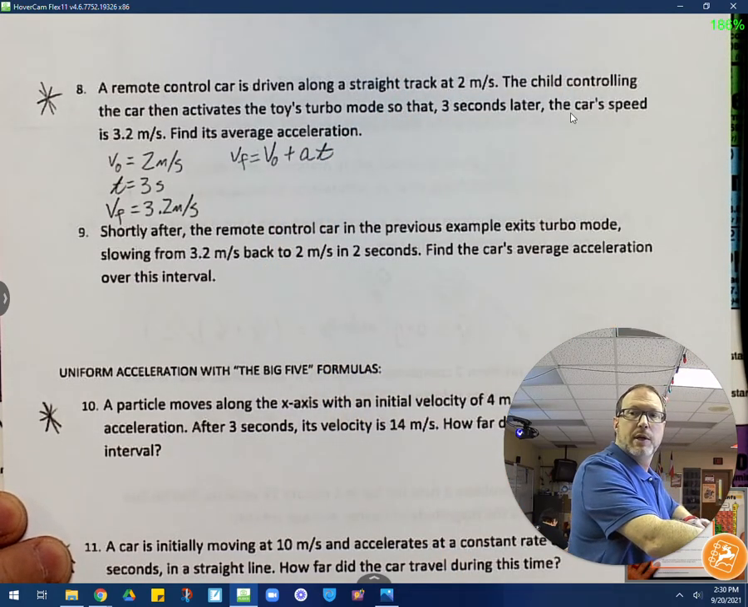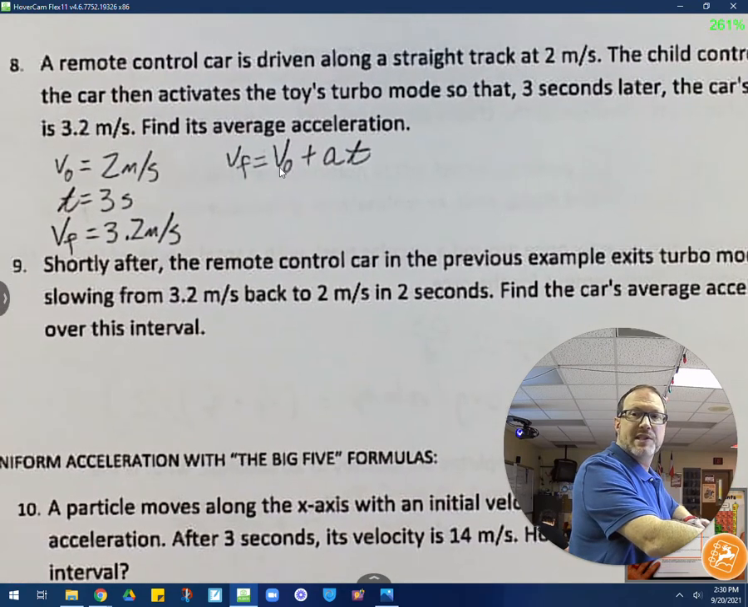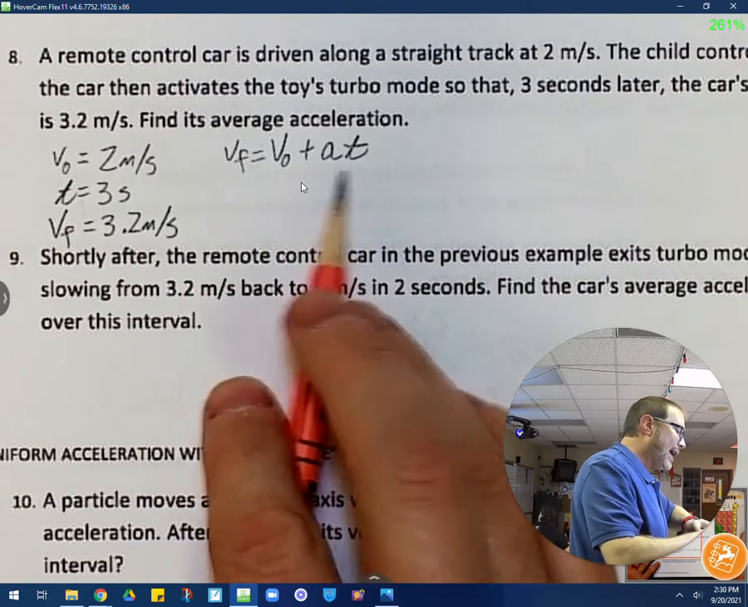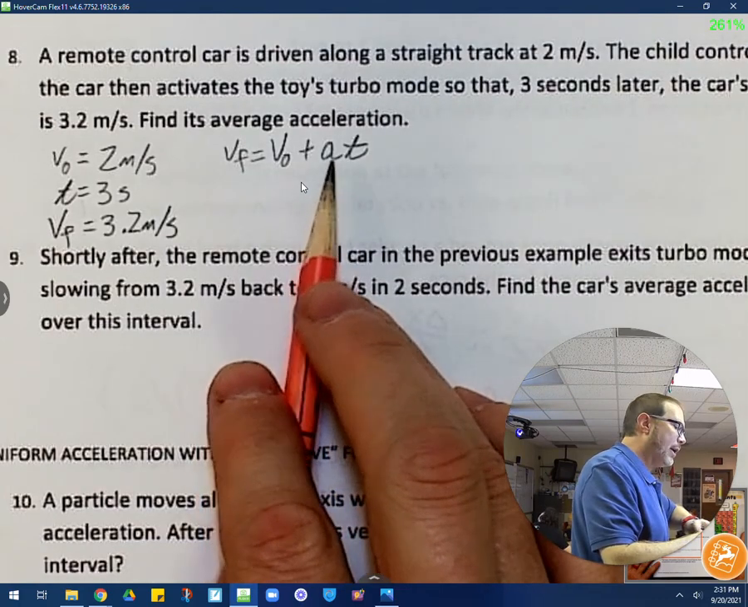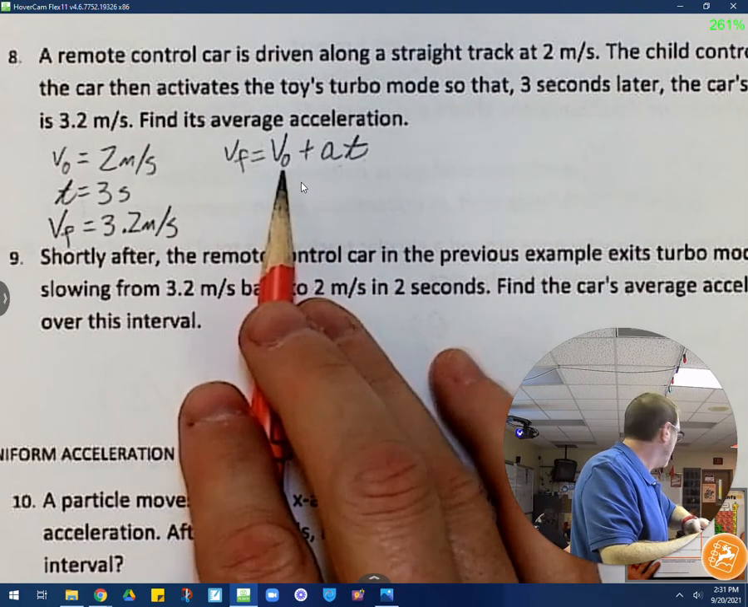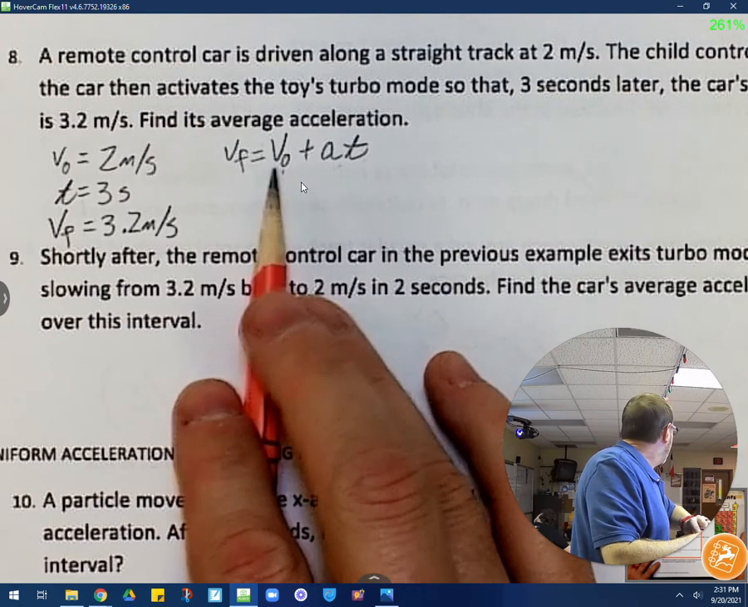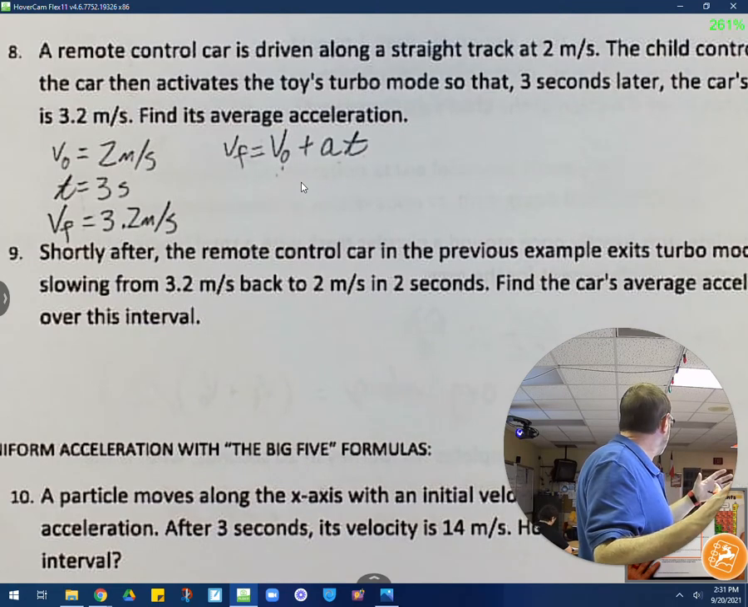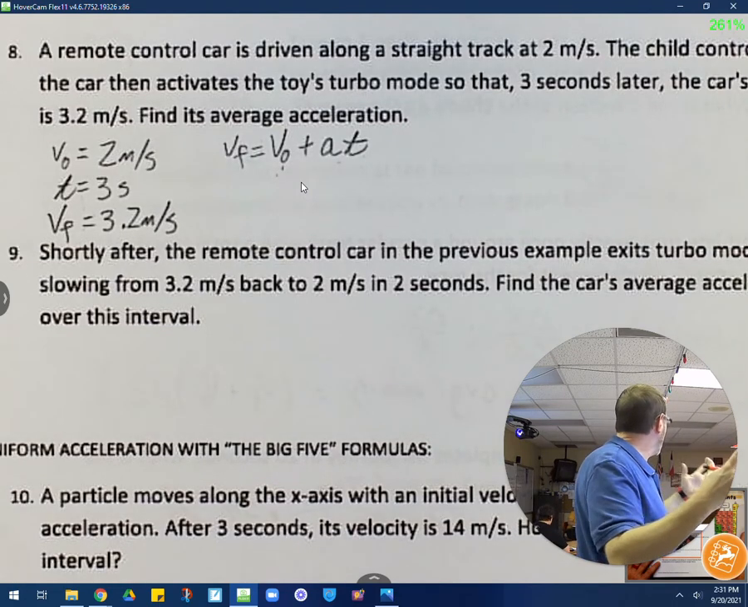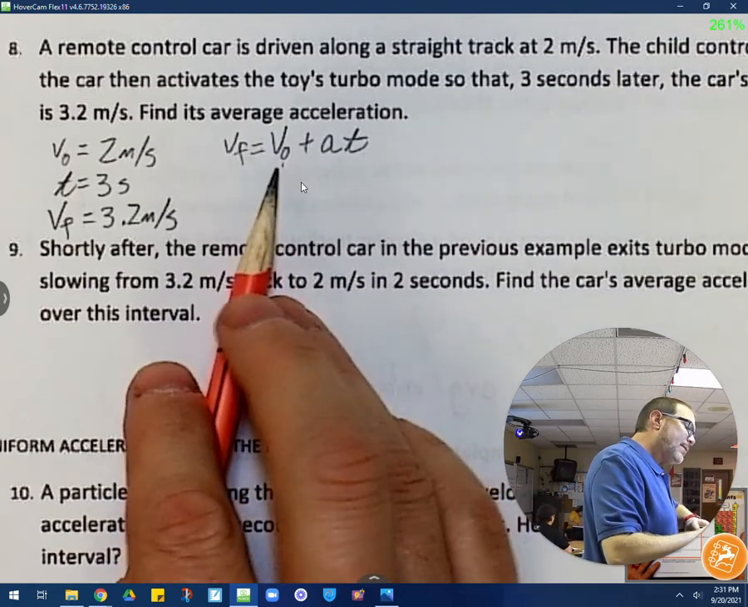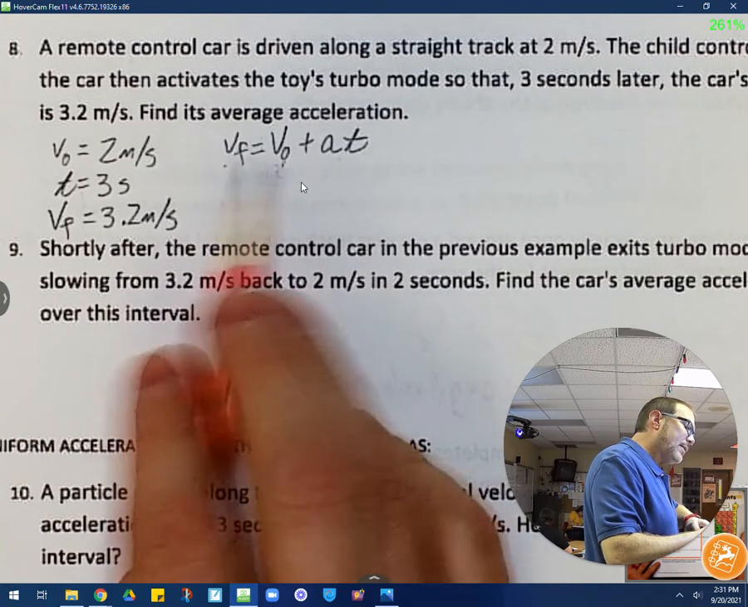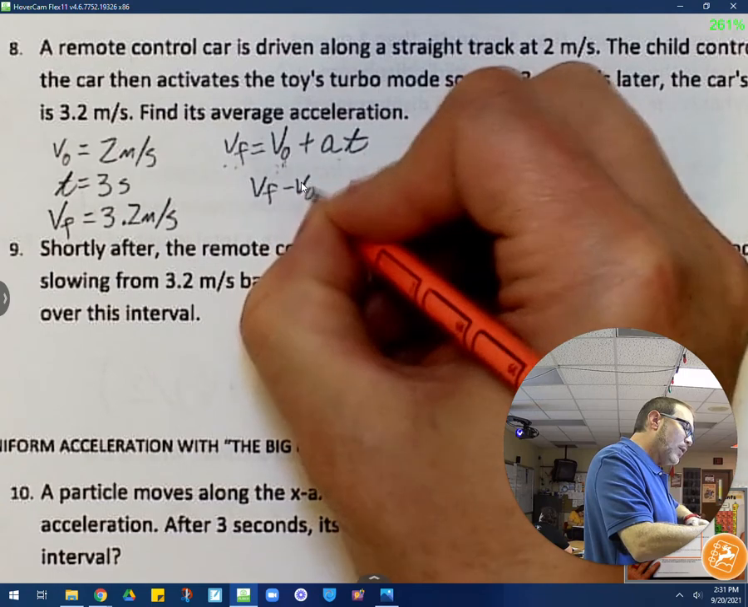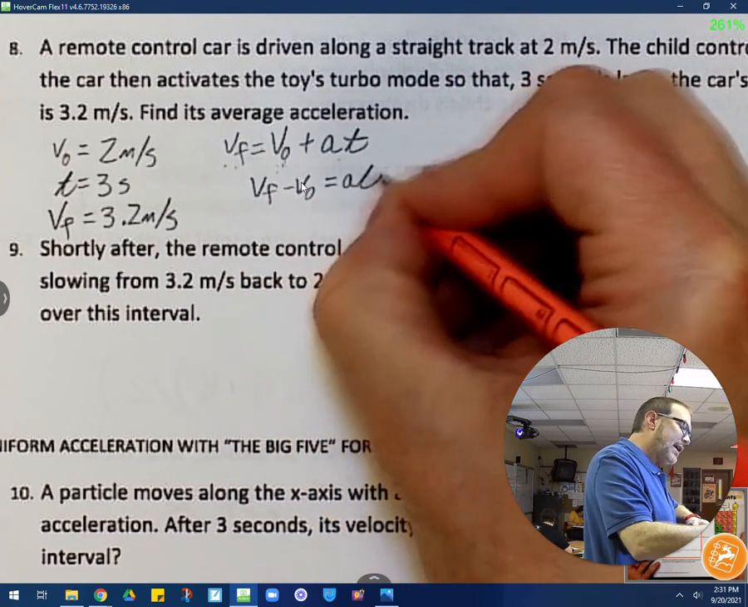All right, so if I want to algebra this formula before I start plugging in any numbers, how can I get A by itself? What's the first thing I want to get rid of, the T or the VO? The VO, because it's further away from it. And algebra is kind of like an onion. You want to start peeling from the outside and work your way in. So I can subtract VO from both sides, right? So I can have VF minus VO equals A times T.